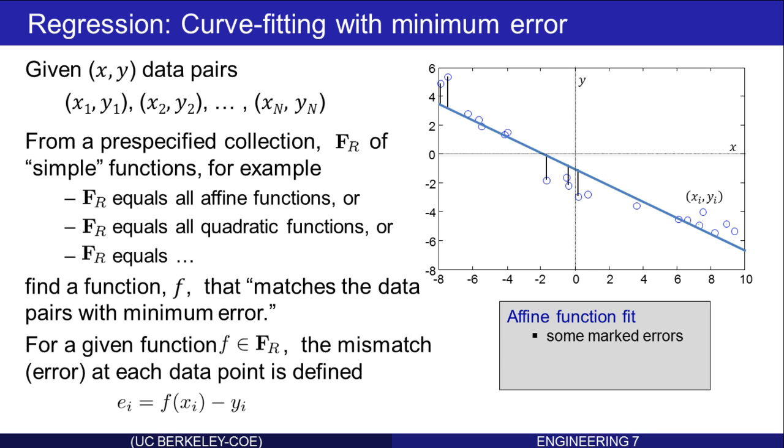What about a quadratic fit to this data? There's a quadratic fit. Let's mark some of its errors. The errors again are the difference between the data point and the function. They're in green. There's one over here on the right, another one, another one. Let's compare for some of the errors that we marked for the affine function. There's a smaller error, there's a smaller error, and there's a smaller error. So in this slide, some training data has been fit with an affine function and with a quadratic function, and the fitting error at each training point has been defined.